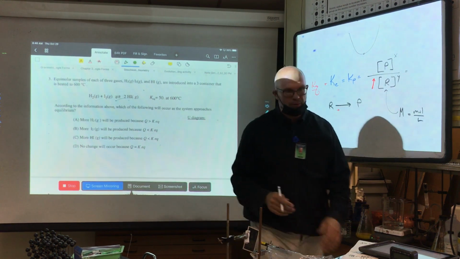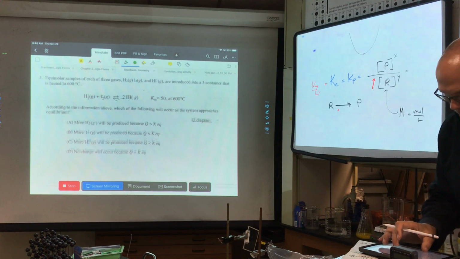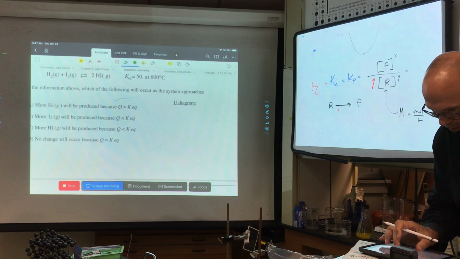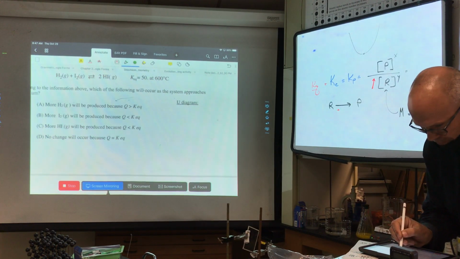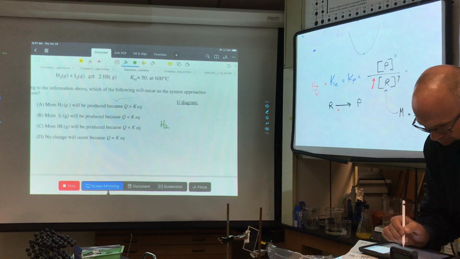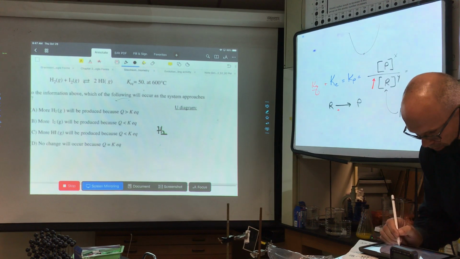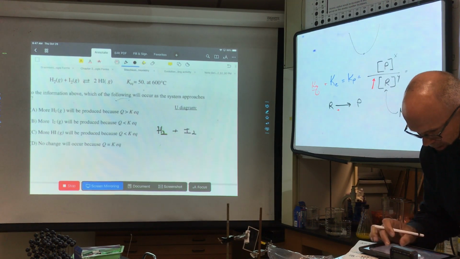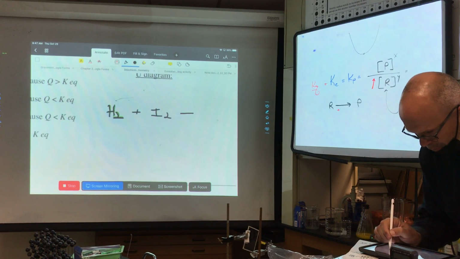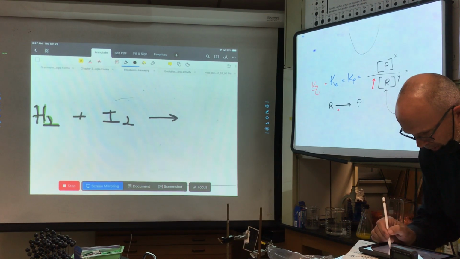So what we have, okay, is we have these 3 gases. Now let's write that. We have H2. H2. And we have I2. That makes one of the cool molecules, HI, the HI molecule.